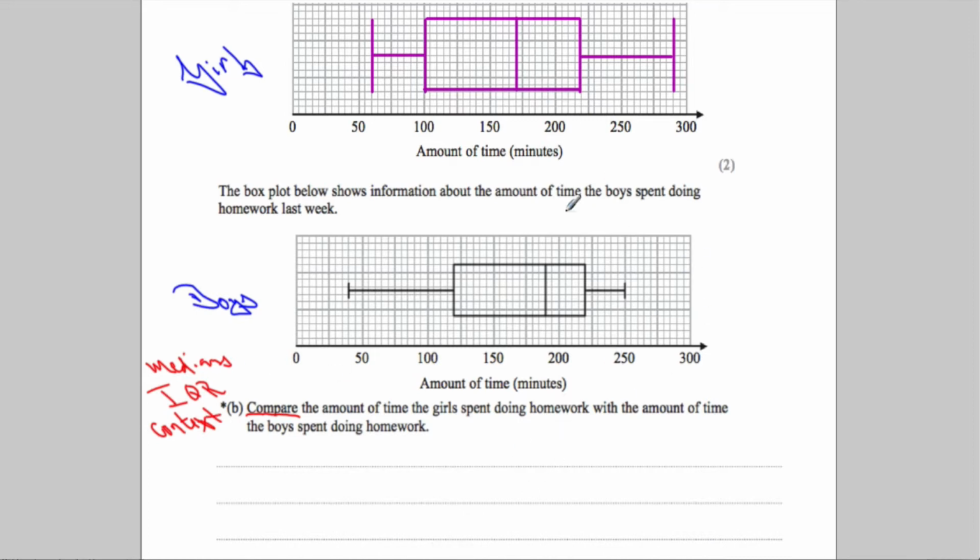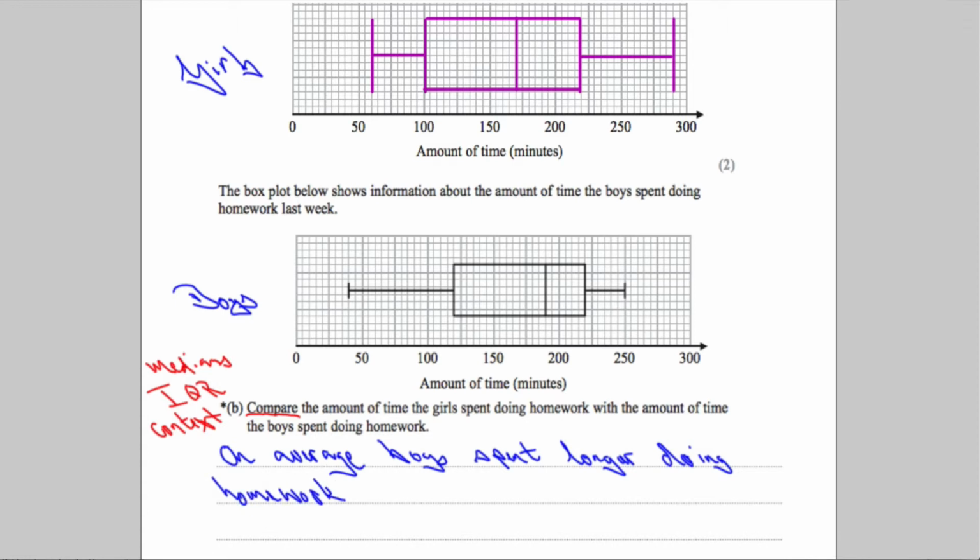So let's start with the medians. Let's have a look. Who had a bigger median? If we look at it, we can clearly see that the boys have a bigger median. That means they took longer. So we can say, on average, boys spent longer doing homework. And how do we know that? It's because they have a higher median. So on average, boys spent longer doing homework as they have a bigger median time. So that'll get us the first mark.